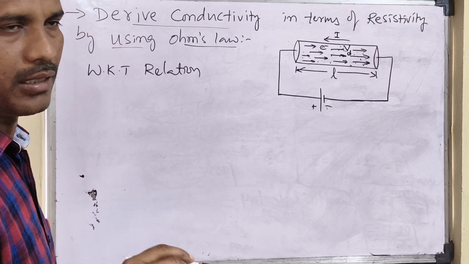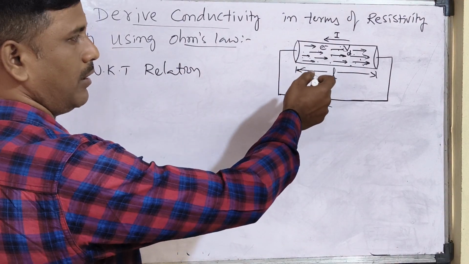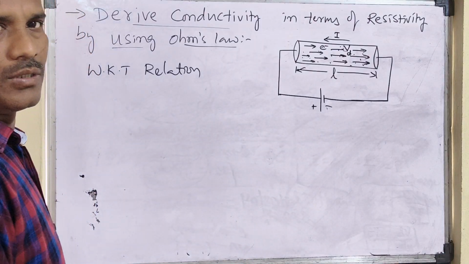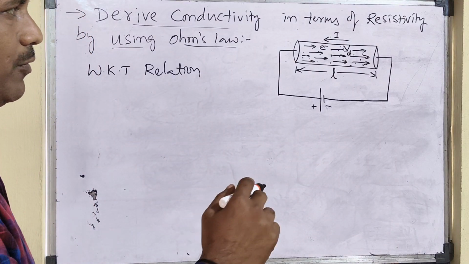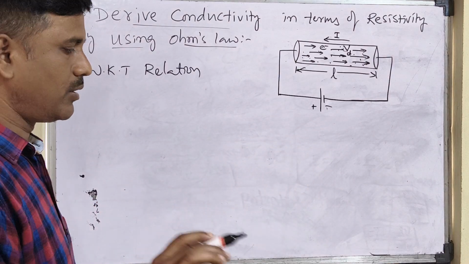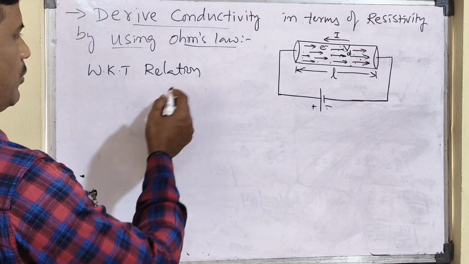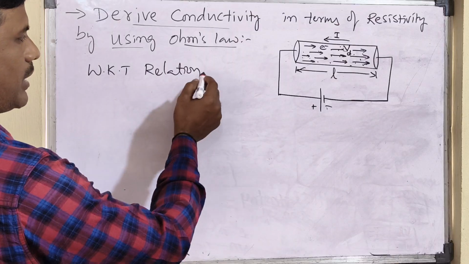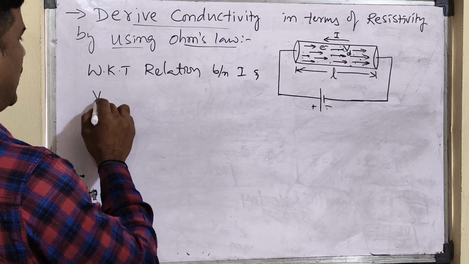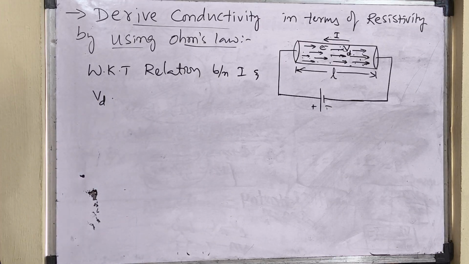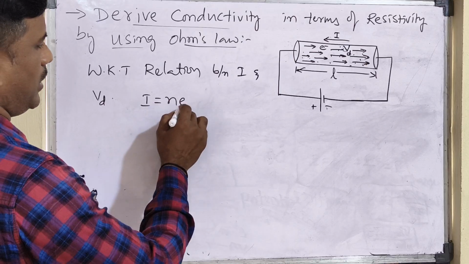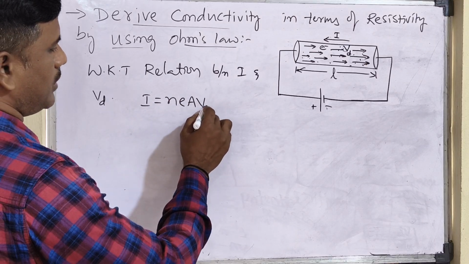Now, you should write one sentence: consider a conductor of length L which is connected at its two ends to a battery, so that electrons move from one end to the other with a drift velocity v. Write that first. Next, we know the relation between current and drift velocity: I equals n e A v_d.